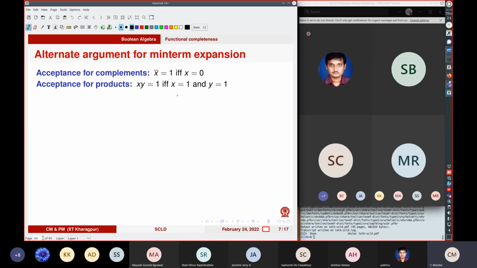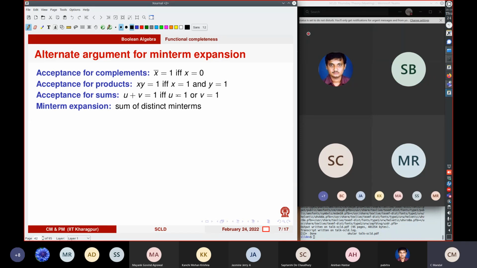Similarly, acceptance of product. So x and y, or you can say the product of x and y, is often called a product. So x and y is one if and only if both x and y are one. And for acceptance of sum, at least one of them should be one. I mean, either x should be one or y should be one. Of course, both of them can be one, so it's not exclusive.